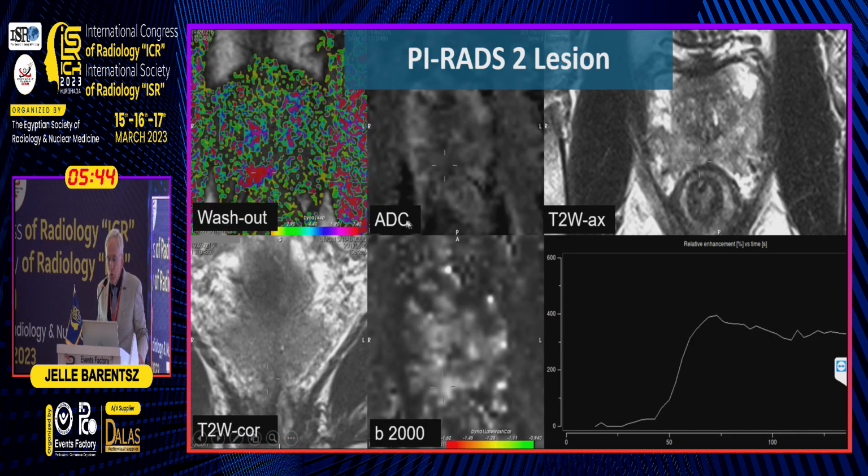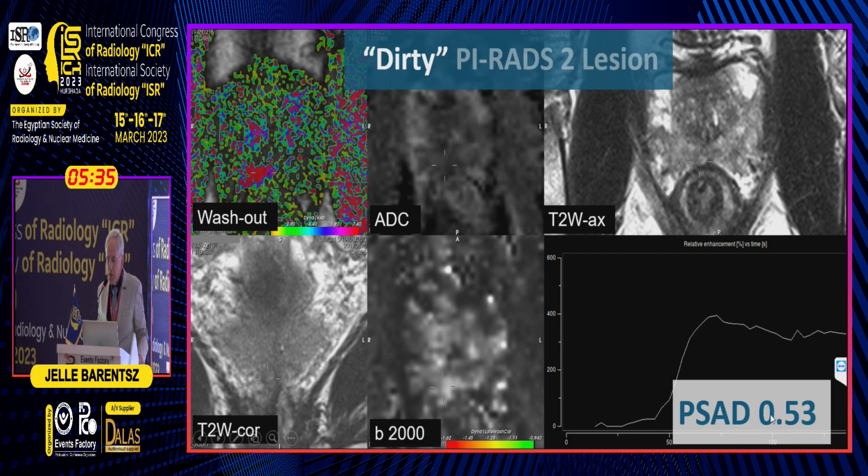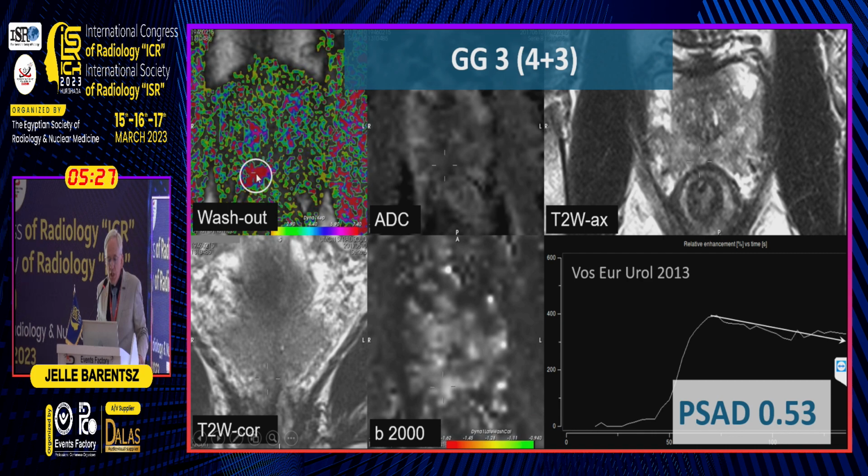This is a PI-RADS 2 lesion, and the question is, should you biopsy? Well, you don't see a lesion, don't biopsy. However, if I tell you that the PSA density is much too high, I call this a dirty PI-RADS 2. I look specifically at the washout, and then I'm going to stick in a needle, and this is a positive lesion. So, clinical information matters.